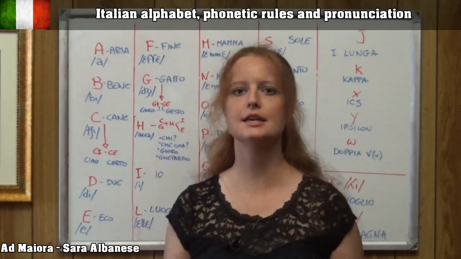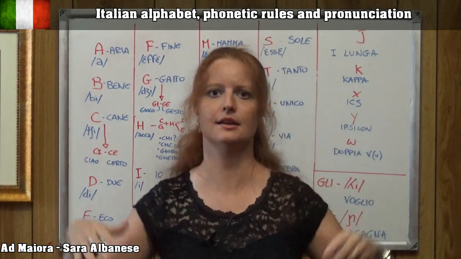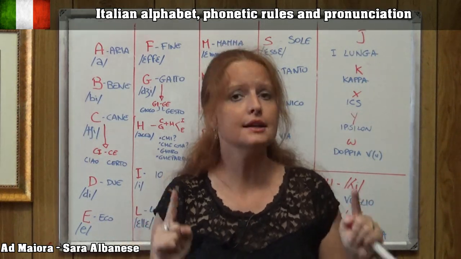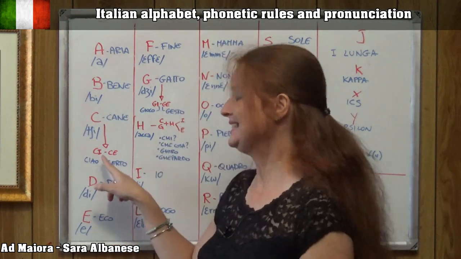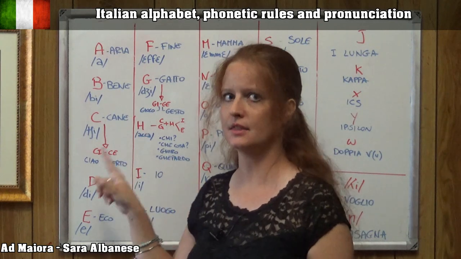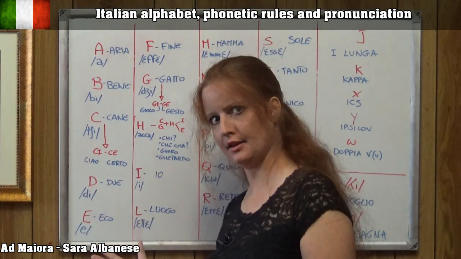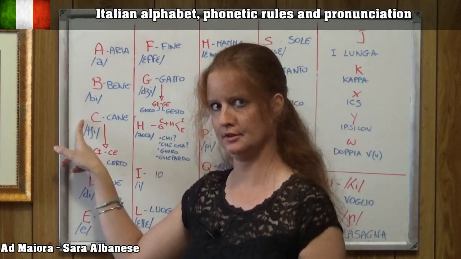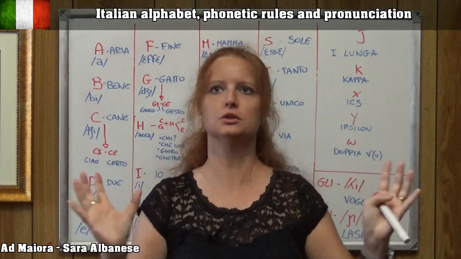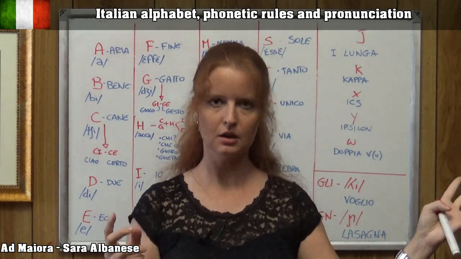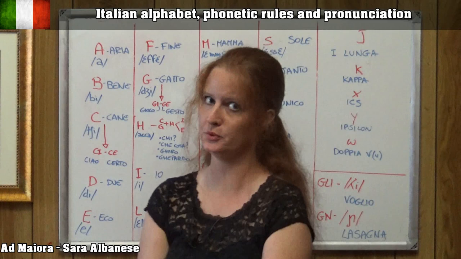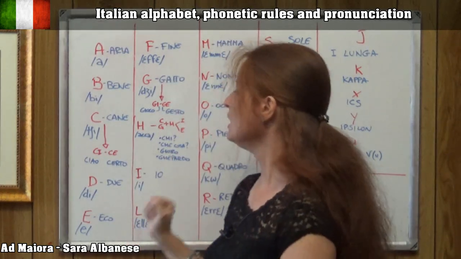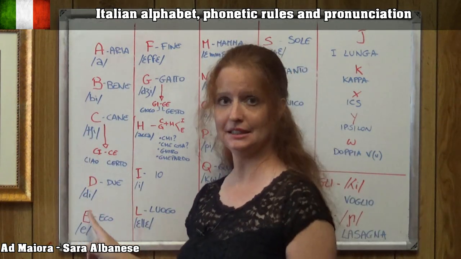Okay, so, a short resume. The letter C is always pronounced K, like in cane or in casa, but it is pronounced ch when it is followed by either E or I. In that case, it becomes chi or che, as in ciao or as in certo. So we have two ways to pronounce C. The consonant is called chi, but we have two ways to pronounce it, either K or ch. It depends on what follows. In every single case, it is K. In these two cases, with E and I, it is ch.